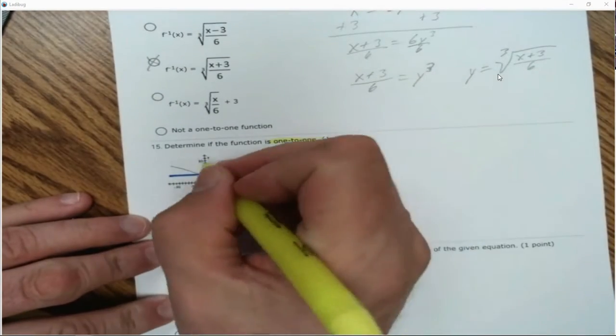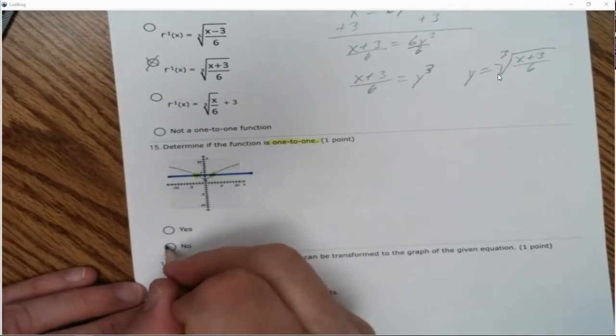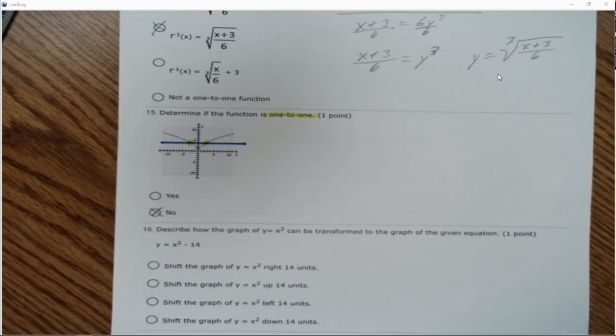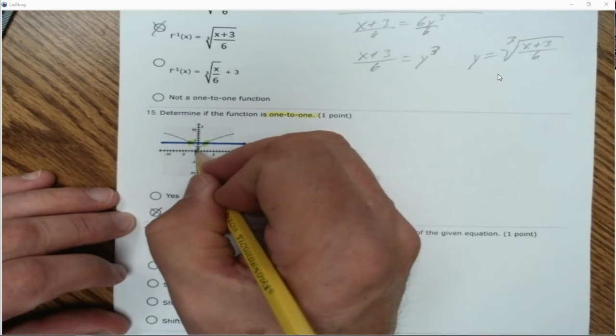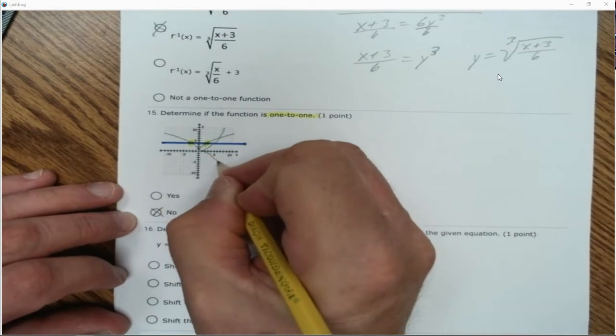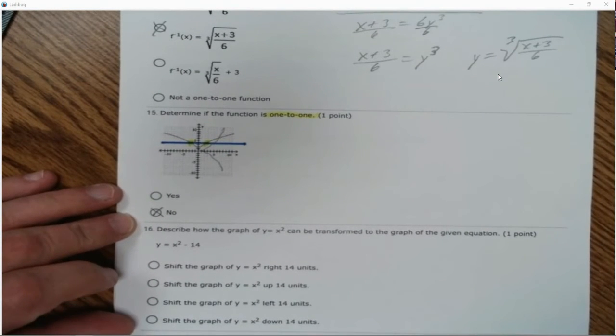But the problem is this one, the graph touches there and there. So this one is not 1-to-1. That means if we take the inverse of it, it will not be a function. There'll be more than one y for each x. Because remember, it reflects over the line y equals x. So its graph will end up looking like this, and it would not pass the vertical line test after its inverse is taken.